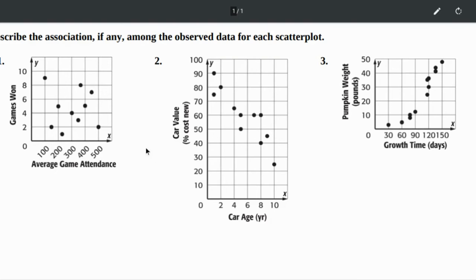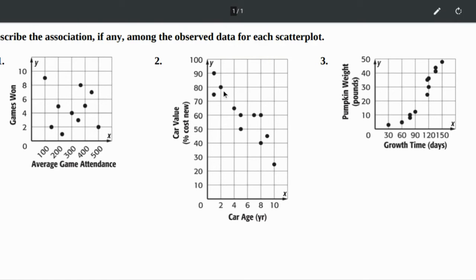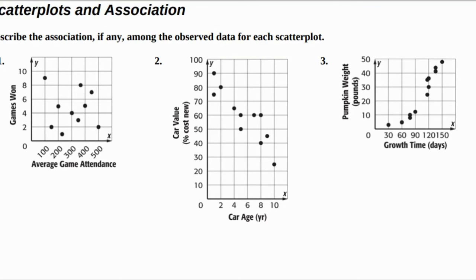Okay, so let's look at number 2, car value, the percent of cost of a new car, and then the car age or year. It looks like this is falling down, right? And that's going to be negative because it's falling down, and it is somewhat of a line. It's somewhat linear. So negative, and as the age of the car increases, the value of the car decreases.